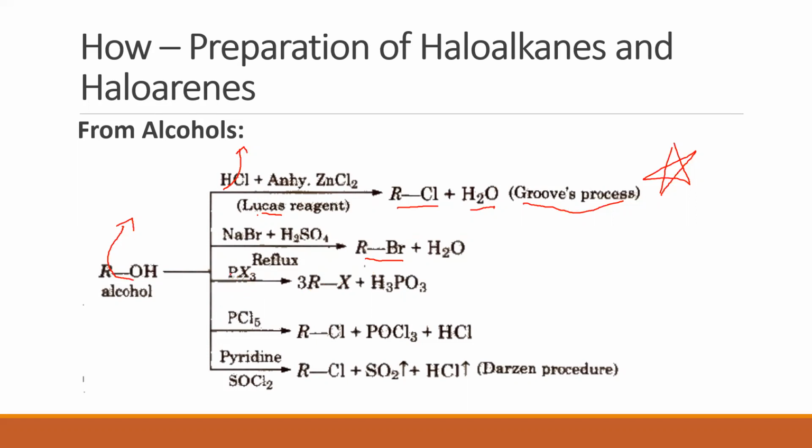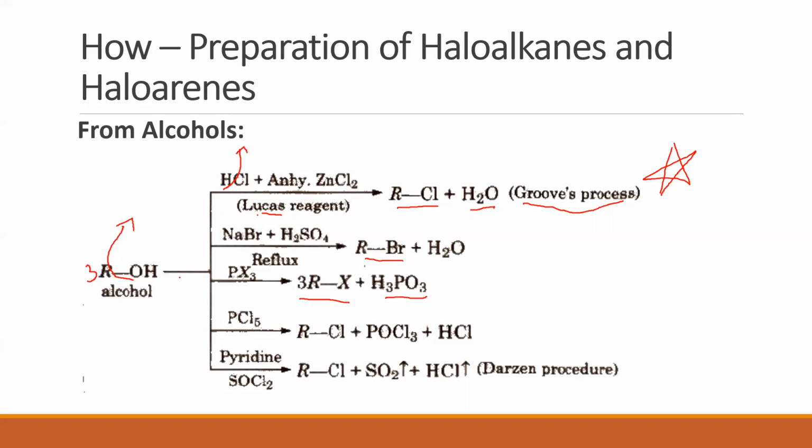Clear? The third method, an alcohol is made to react with phosphorus trihalide. PX3 means phosphorus trihalide. When an alcohol is made to react with phosphorus trihalide, we have to take 3 moles of the alcohol in this method. So when we take 3 moles of the alcohol and make it react with 1 mole of PX3, 3 moles of RX is obtained. Clear? Along with that, H3PO3, phosphorus acid, is the byproduct.